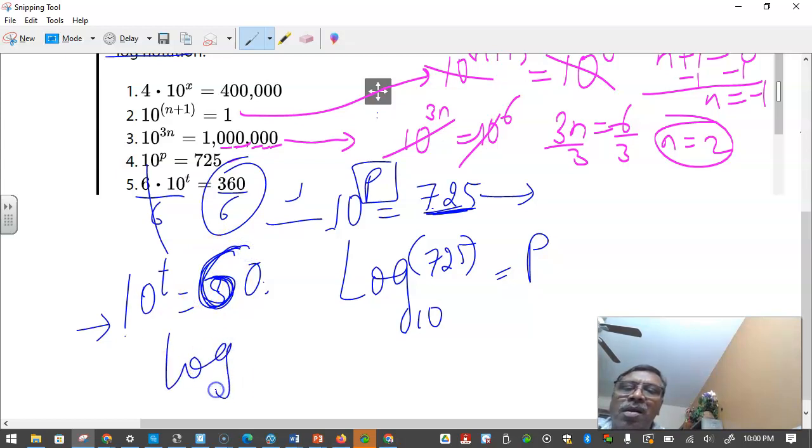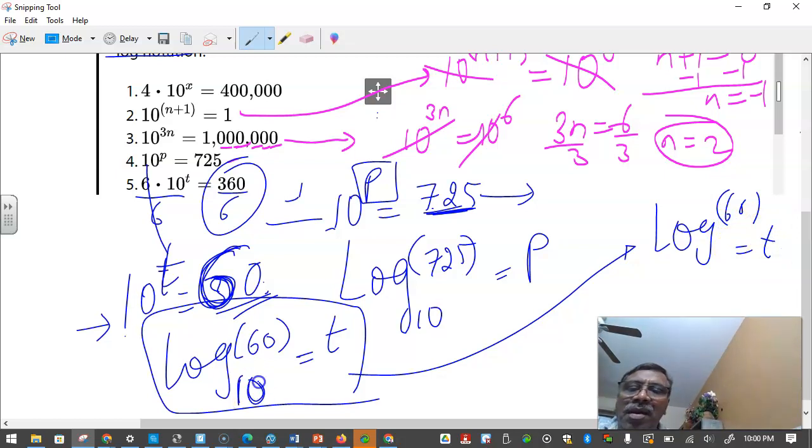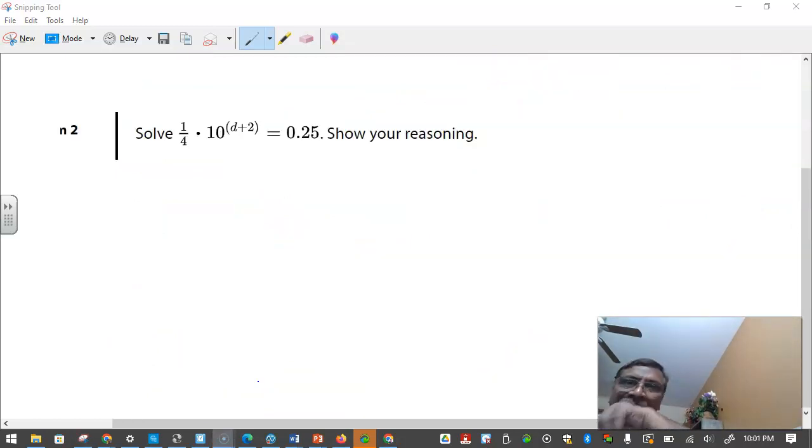So write logarithm. Output becomes the input here. And the input t, which is up here, is like this. And the base goes 10. Done. This can also be written as log 60. You don't even have to put the 10. See the 10 here. Let's go to the next.